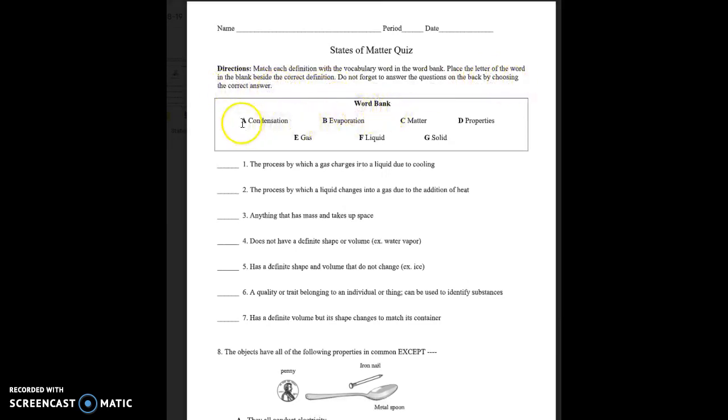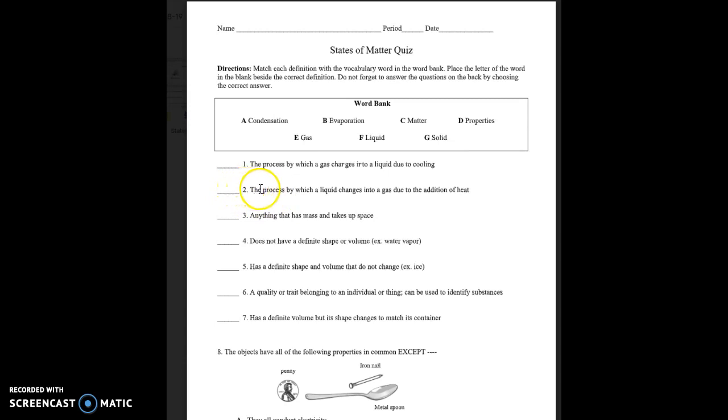Word bank. A. Condensation. B. Evaporation. C. Matter. D. Properties. E. Gas. F. Liquid. G. Solid. Number 1. The process by which a gas changes into a liquid due to cooling.